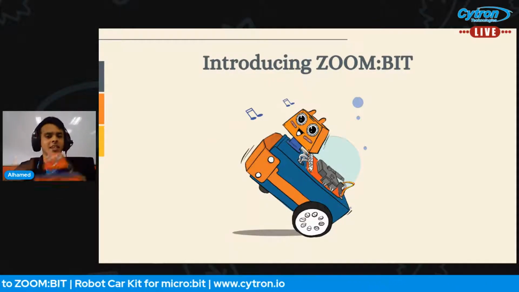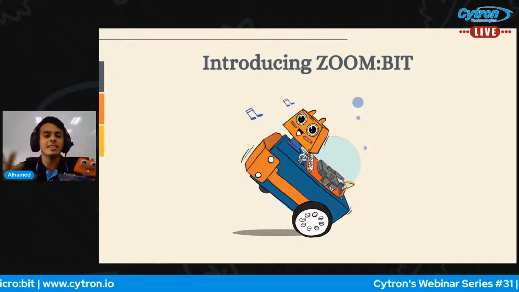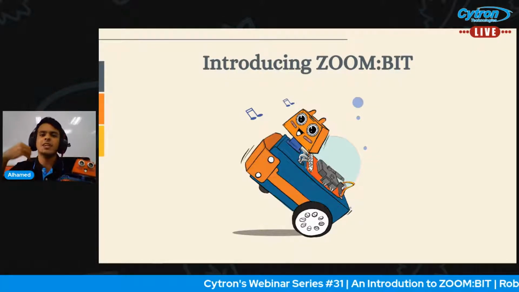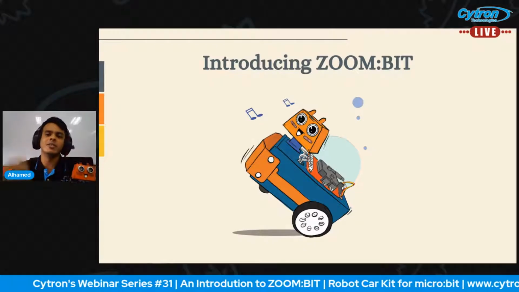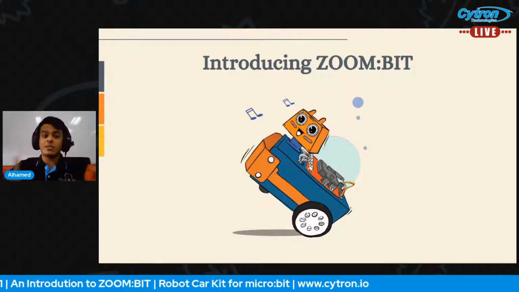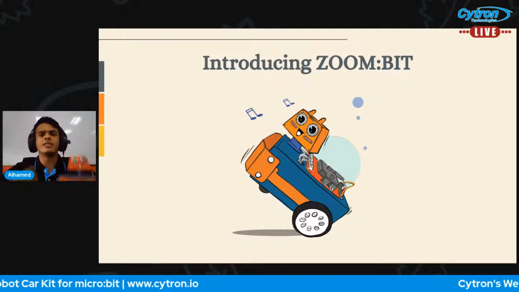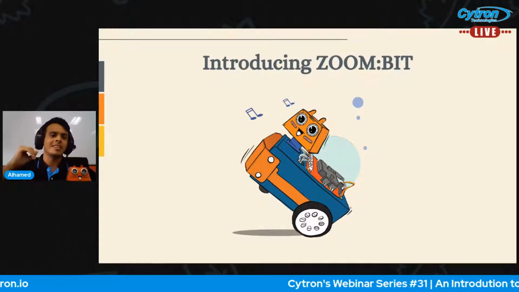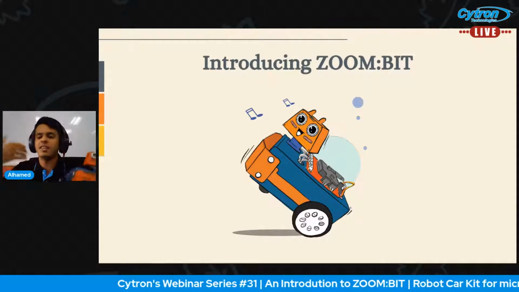So once again, in short, ZoomBit is basically a robot car kit that is specially designed to prepare you for the robotics world and also to get you familiar with coding. Here I want to mention this car is totally beginner friendly and it's a great way to let the kids start with coding. And we will see how in the upcoming slides.